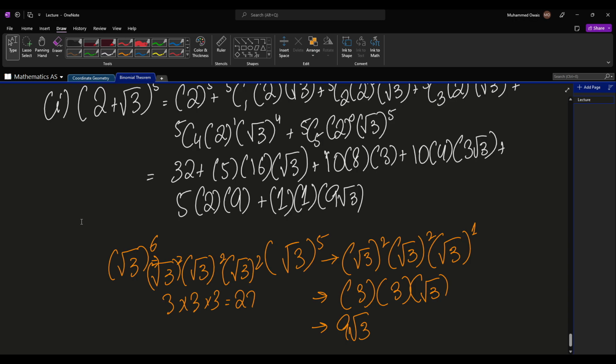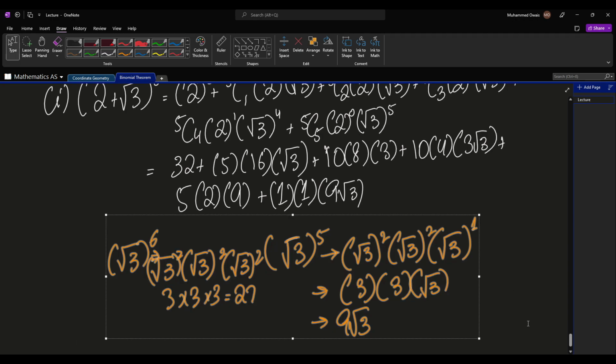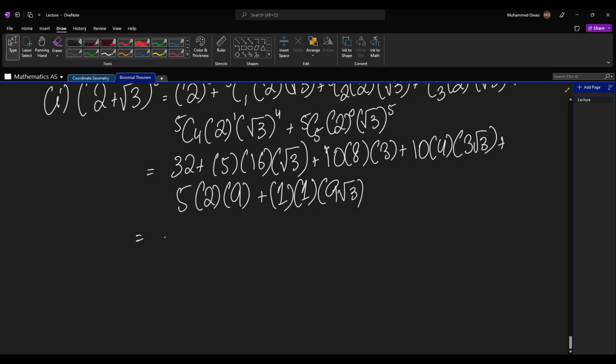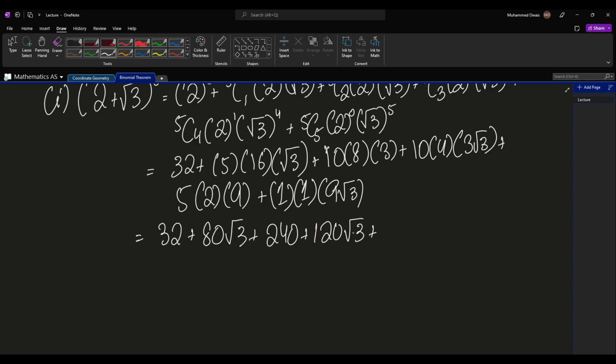All right. So I'm going to remove this because you probably know what this is. So this becomes 32 plus 5 into 16, which gives us 80 under root 3, plus 10 into 8 into 3, which gives me 240, plus 10 into 4 is 40, 40 into 3 is 120, so this gives us 120 under root 3. And now 5 into 2 into 9 is 90, plus 9 under root 3.